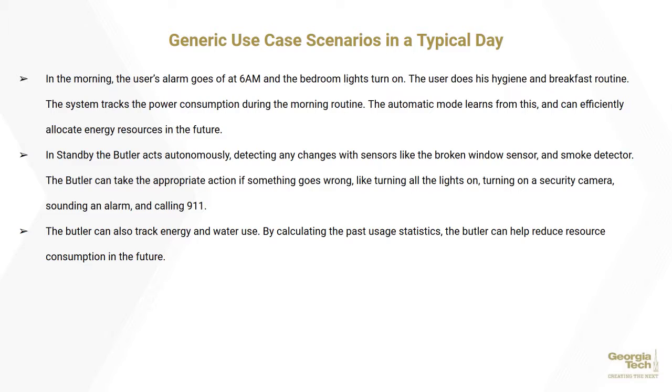In standby, the butler acts autonomously, detecting any changes with sensors, like the broken window sensor and smoke detector. The butler can take the appropriate action if something goes wrong, like turning all the lights on, turning on the security camera, sounding an alarm, and calling 911. The butler can also track energy and water use by calculating the past and present usage statistics. The butler can help reduce resource consumption in the future.